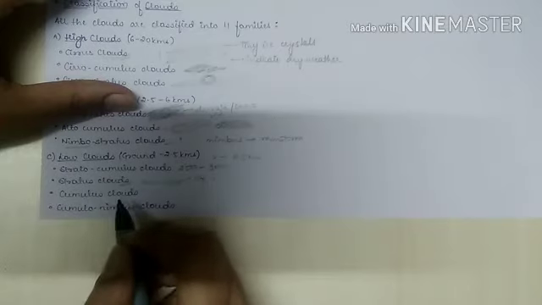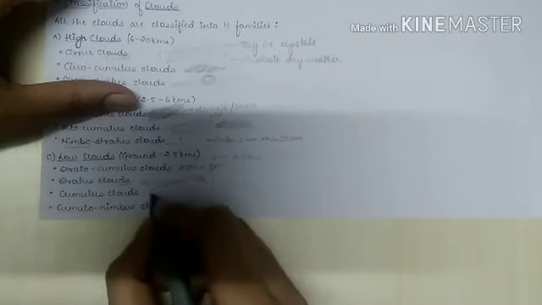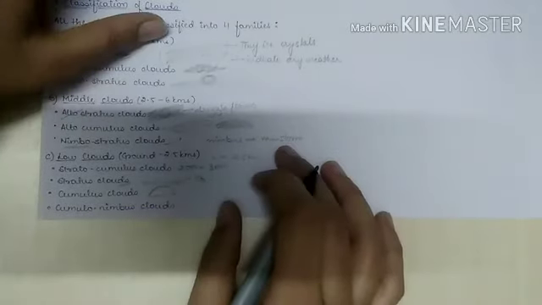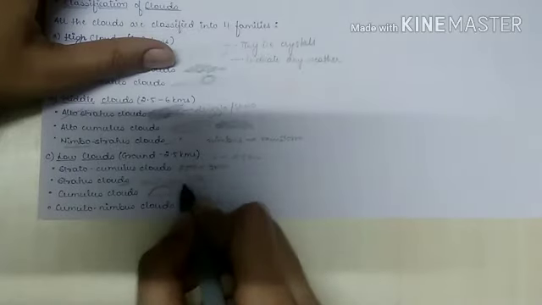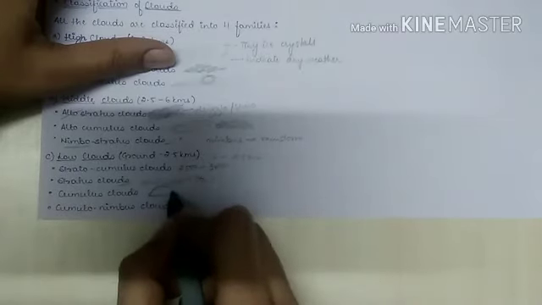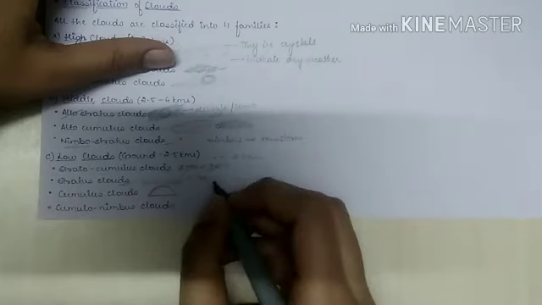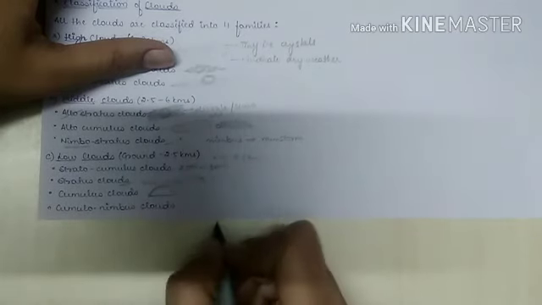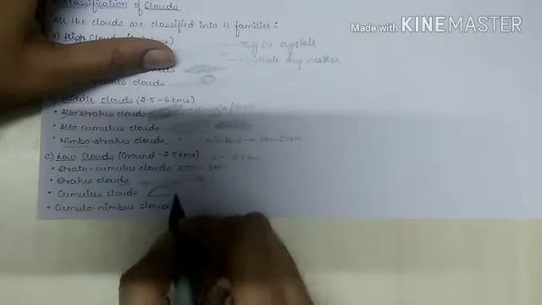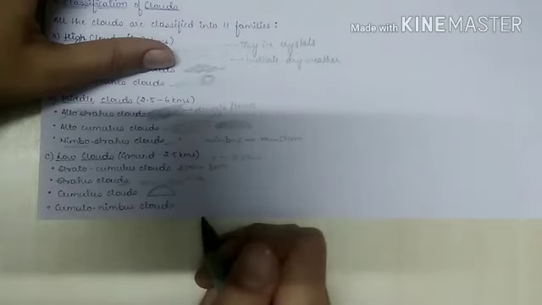These cumulus clouds are dome shaped. Okay, they are dome shaped, and they have a flat base. They are composed of white wool-packed cloud masses, and they are associated with fair weather. They are generally associated with fair weather, but sometimes they become thunder clouds also.